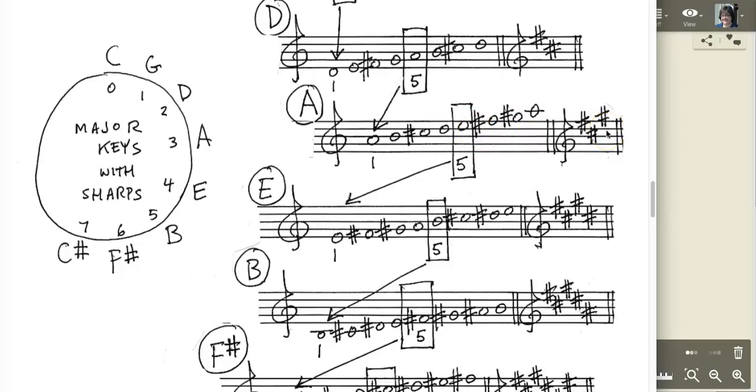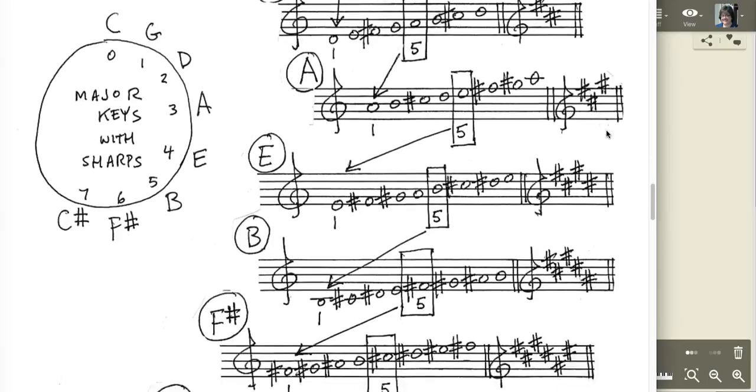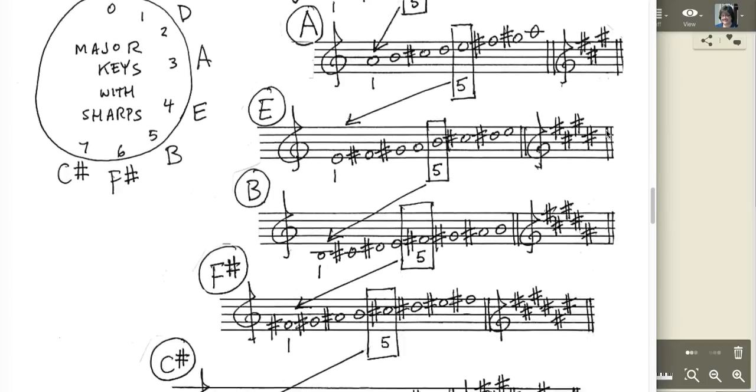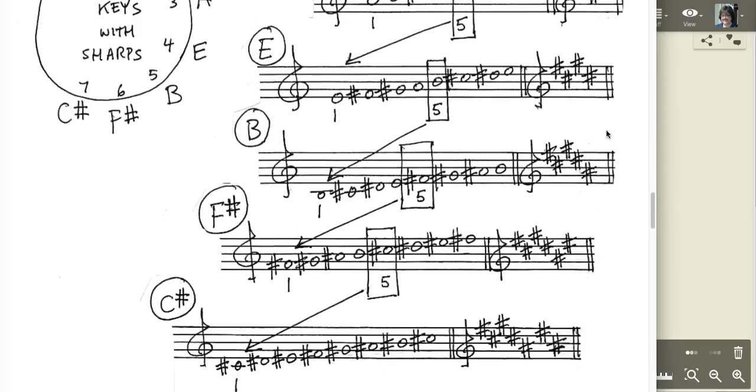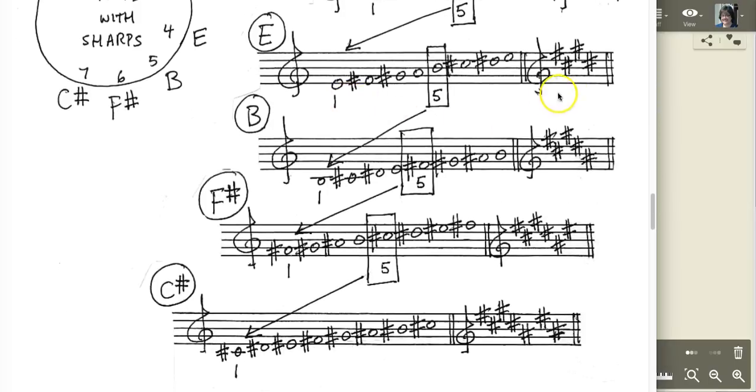And I'm not going to belabor this entire method. You can see how it works here for the rest of this. If we start on E, we get a fourth sharp. We start on the fifth note of the E major scale, B, we get our fifth sharp. And then we start on the fifth note, F sharp. That gives us another sharp, C sharp. And so this is how it all works in the order of fifths. That's why it's called the circle of fifths.